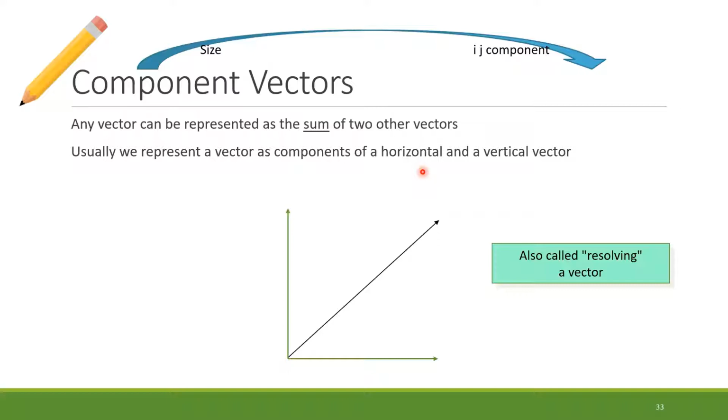So if any vector can be broken down into two other vectors, usually north and south, north and east, or horizontal and vertical, or i and j, how do we do this? How do we break a vector down into its smaller components?